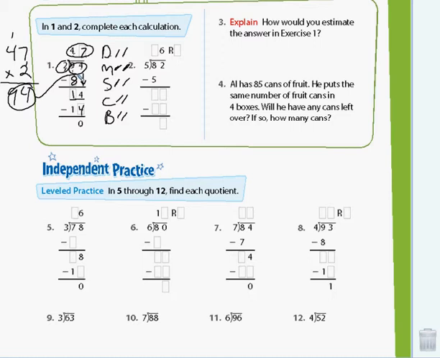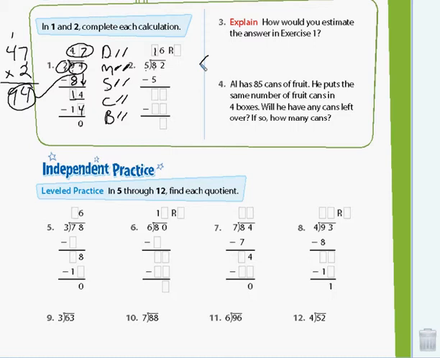Problem number 2. We still have two digits in our dividend, so we have to go through all the steps twice. The first step we're going to do is to divide. How many times will 5 go into 8? I know 5 will go into it 1 time. Twice would be too many because that would be 10. So 5 goes into 8 1 time. That's my divide step. I'll put a mark here.